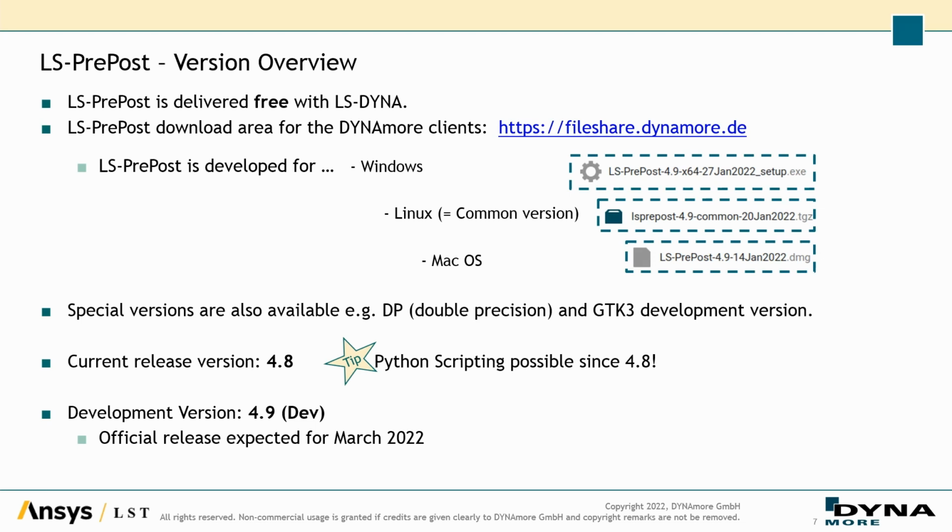The current release version is 4.8. Since this version, additionally to the C-based scripting language SAL, now also Python scripting with many API functions is possible. I present today the main release notes of the current development version 4.9. Over hundreds of keyword data have been newly introduced or updated. Many new features are implemented. Most of the changes were coming from user suggestions. This development version 4.9 is also already available in our download area. The version 4.9 is free since February, and so we expect the official release for March 2022.